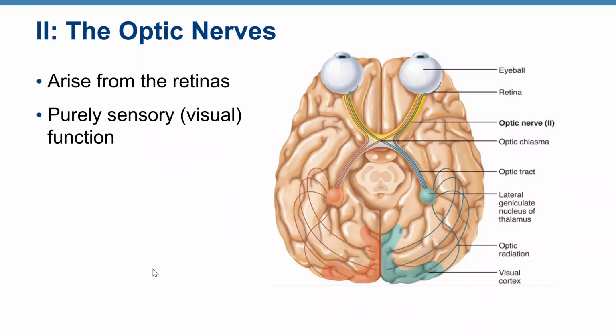Optic nerves arise from the retina. So here are your eyes, and the retina will be the deepest layer of the eyeball. So you have the retina inside, and from the retina we have the optic nerves, a purely sensory visual function, only vision, so only sensation. Now these are called optic nerves, then they cross in the optic chiasma, continue further through the optic tract and through the optic radiation to the visual cortex of the occipital lobe.